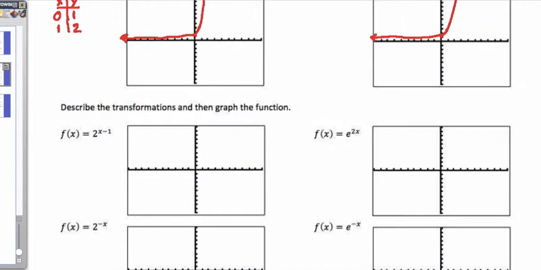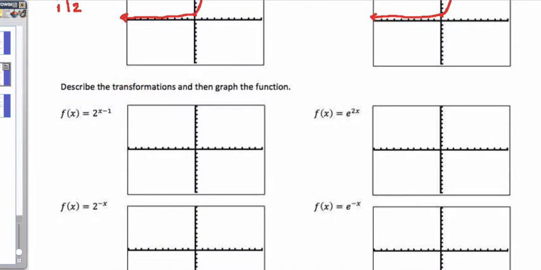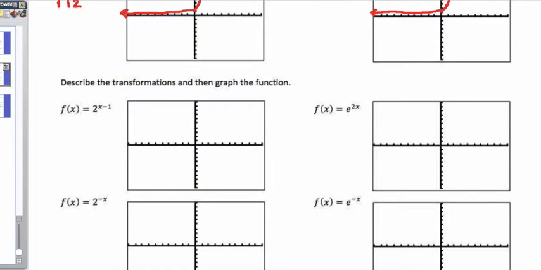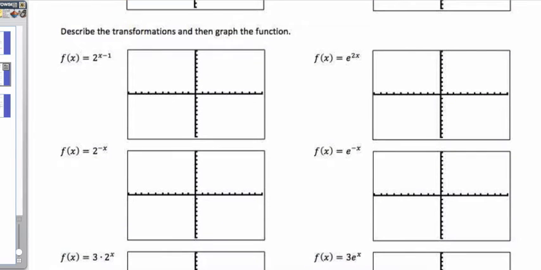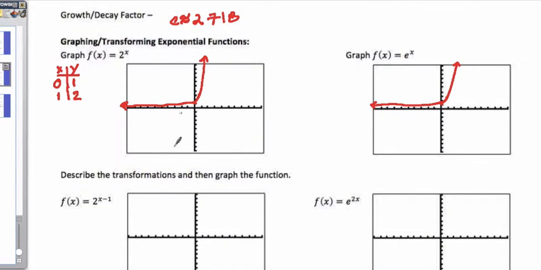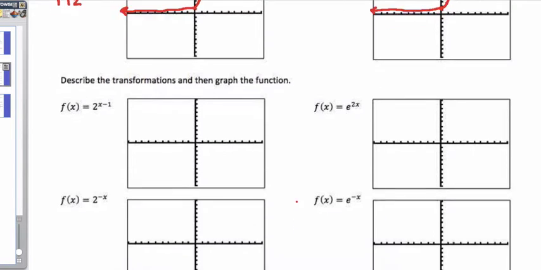I'm not even going to go over the transformations, I'm just going to be applying them. If you're forgetting them, look back in your notes, look back at that video about transformations. That was in video 1.6, it's still up, so you can take a look at it. So what's going to happen here? It says describe the transformation and then graph the function. I set these up so that all of these below here are a transformation on 2 to the power of x, and all these down here are a transformation of e to the power of x, the natural exponential function.